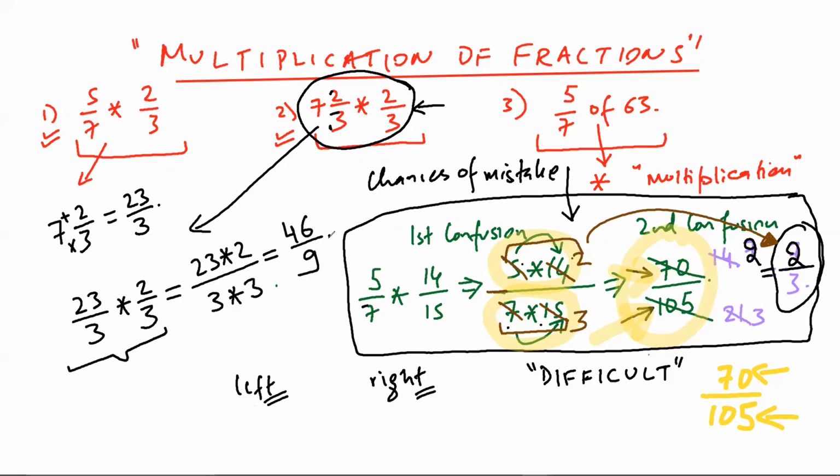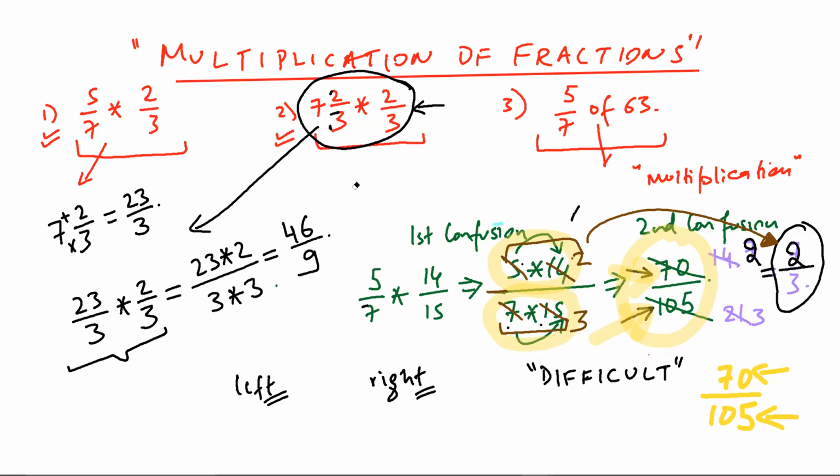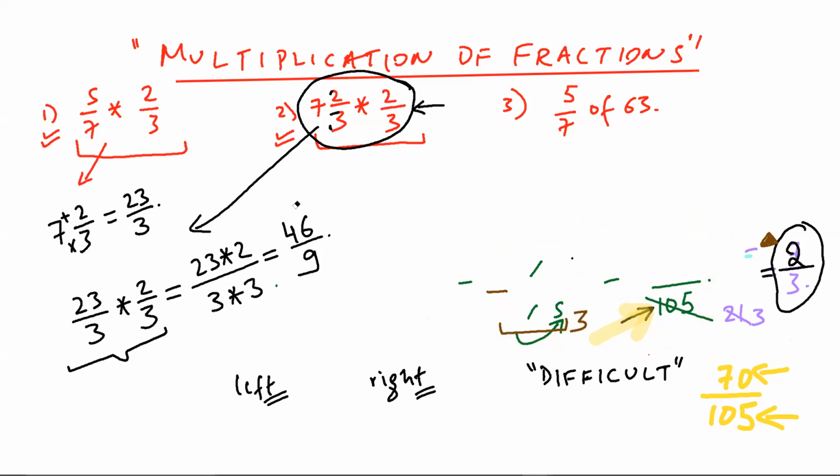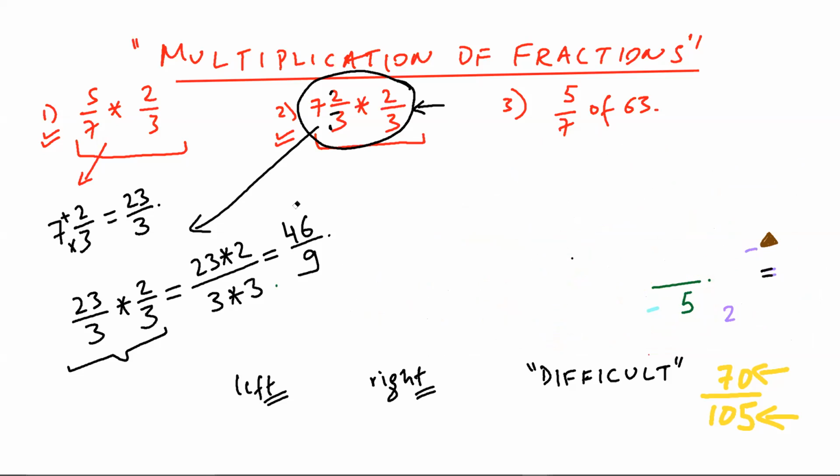Mr. Sarthak, have you understood? Yes, sir. Now, the third type of question that you will find in multiplication of fractions would be questions like these: 5 by 7 of 63. So what does of mean? Multiplication. Yes. Of simply means multiplication. That is it. So you should write this as 5 by 7 into 63.